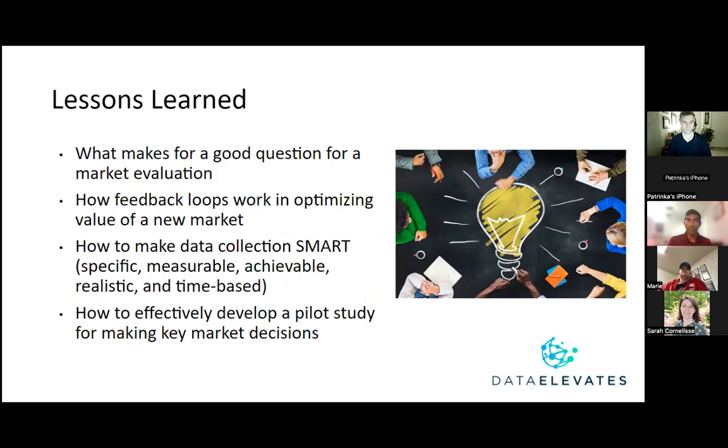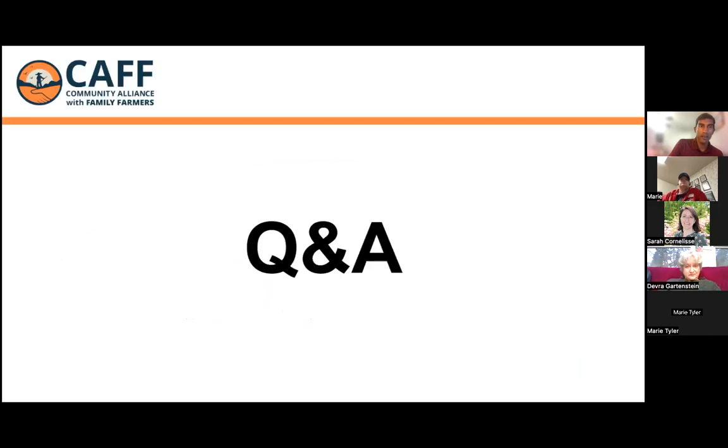Talking about the value feedback loops, you need to collect data that is responding to a SMART question. So again, the question comes first, and then you collect data based off of that. And we talked about how to effectively develop a pilot study. All right. And then, so any questions on any of this?